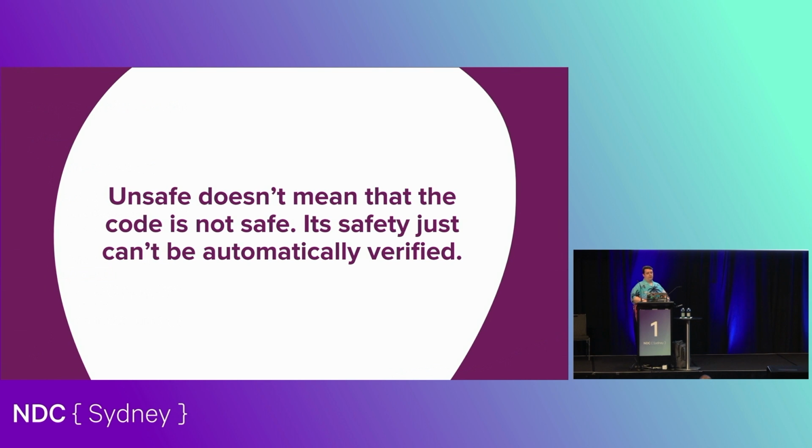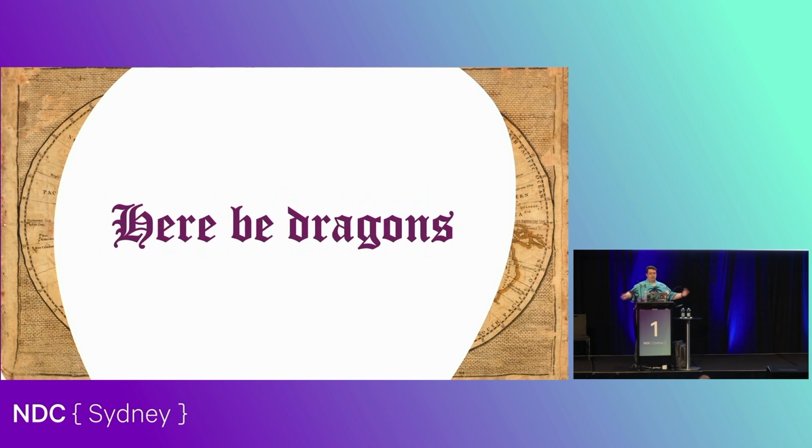Now, using unsafe doesn't necessarily mean that the code that you're going to write in an unsafe context is not safe. It just means that there's no way for the compiler or the jitter to automatically verify that you're writing safe or unsafe code. It just means, here be dragons. So why should you use unsafe?